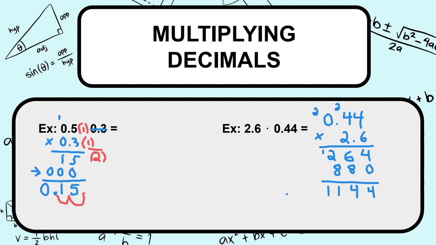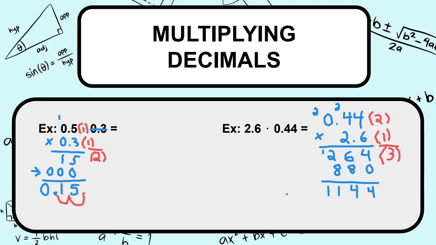Now, step number 3, counting decimal places. So in 44/100, I have 2 numbers now to the right of the decimal point. So I'm going to write in a 2 right here. I'm writing it in parentheses just so this way I don't get confused. And on this bottom one, I've got 1 digit to the right of the decimal point. So I'm going to write a 1 right there. And I have 3 total numbers to the right of the decimal point.